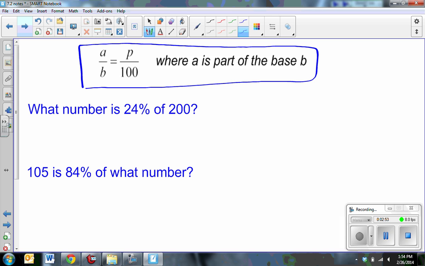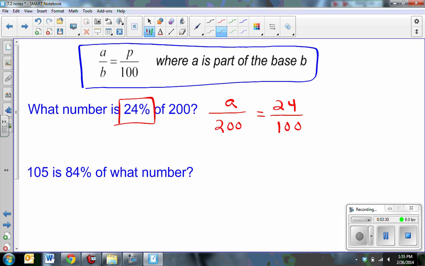Well, what do we know here? Do we know A, B, P? What are we looking for? Can you decide? Well, we know P. P is 24, right? Because P represents the percent. And we have the base, 200. So we're going to write A, that's our missing number, over 200 is equal to 24 over 100. Now we're writing 24% as 24 over 100. They're equivalent. So we're not going to put a percent sign next to our 24.